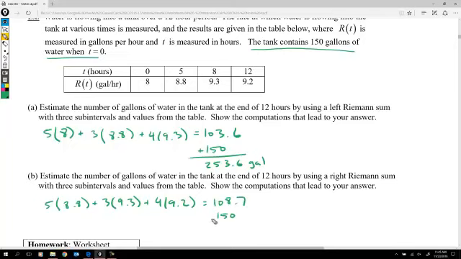And again, I had 150 gallons to start with, so I get 258.7 gallons. All right, so this time pretty close, but chances are this is going to be an under and this is going to be an overestimate because of an increasing function, but we can't really know for sure.